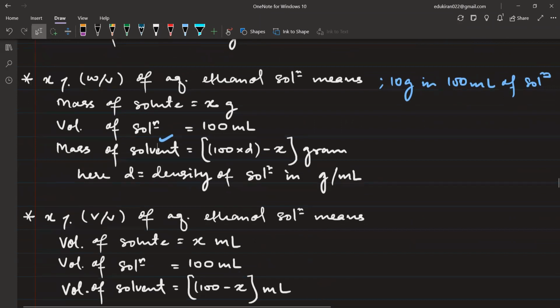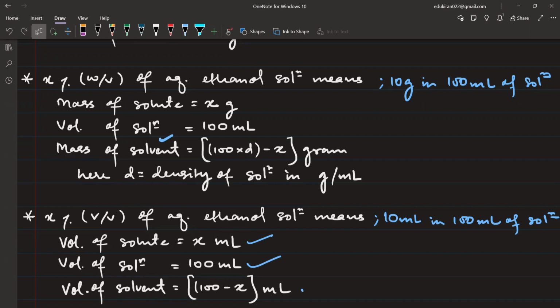Next, we have X percentage V by V, that is volume by volume of aqueous ethanol. What does this mean? It means X ml of ethanol in 100 ml of solution. Okay, X ml in 100 ml of solution. So it's telling me everything about the volume. Volume of solute is equal to X ml, volume of solution is equal to 100 ml, volume of solvent is equal to 100 minus X ml.